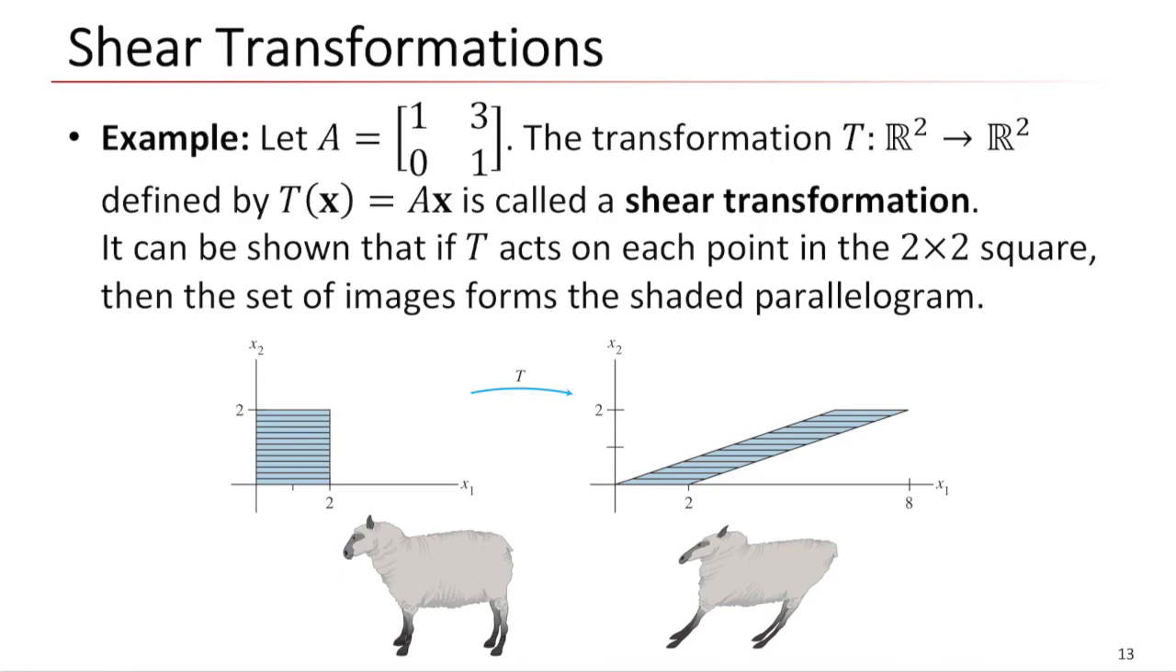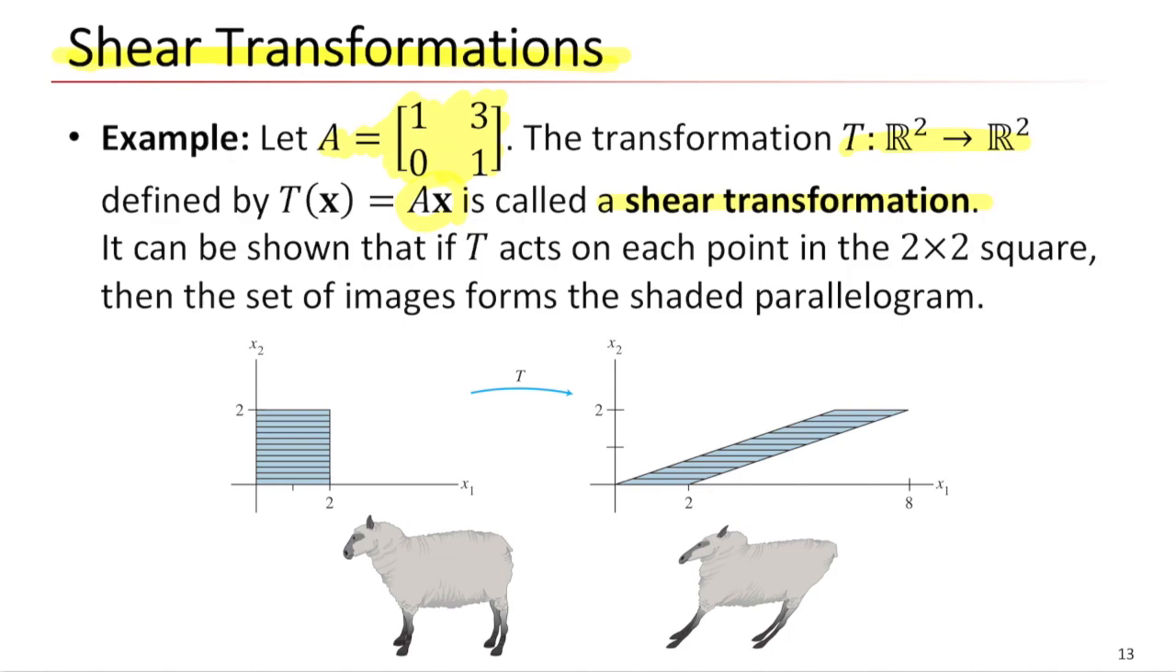Okay, let's see the examples of the matrix equation. There is a very interesting example, the shear transformation. Shear transformation is one of the popular matrix transformations. Let's say matrix A is [1, 3; 0, 1]. Then this transformation T is a mapping function from R2 to R2, right? So we can represent this transformation as A times X. Then it is called the shear transformation.